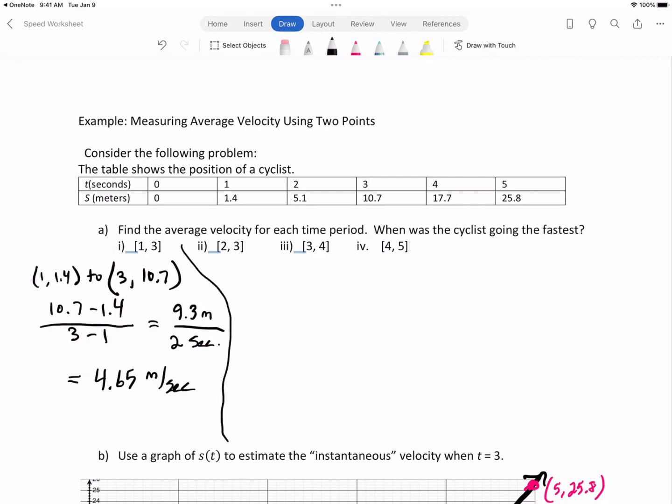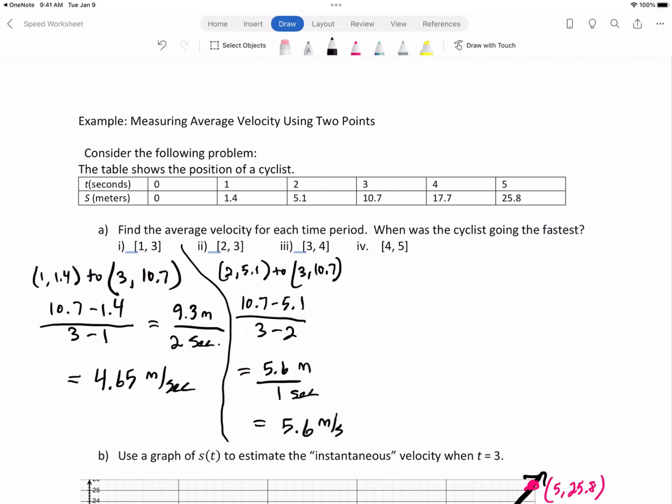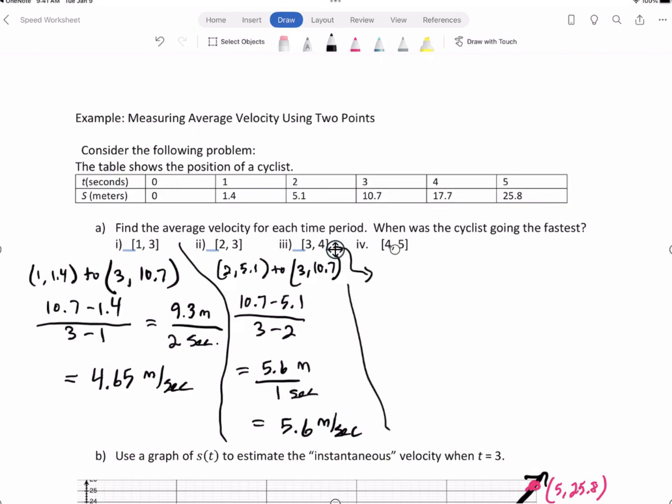That's the average velocity. Now moving to the next interval, 2 to 3, again reminding ourselves what those ordered pairs were in the table. We want to think of this as a slope, the change in the distance over the change in time. The calculation results in 5.6 meters over 1 second, and that gives us, of course, 5.6 meters per second as the average velocity. For the next couple, you could pause this video and do them yourselves and come back and see what the results are.